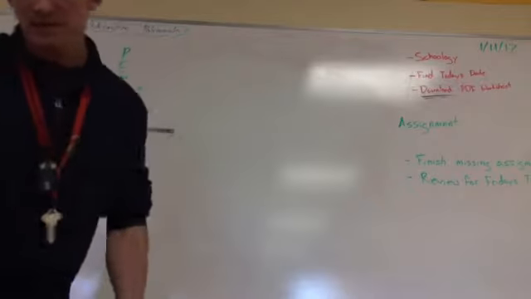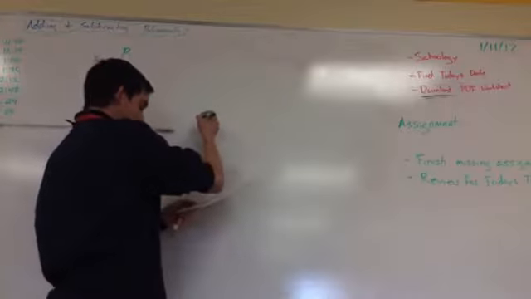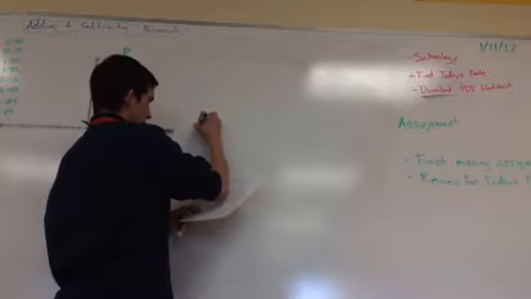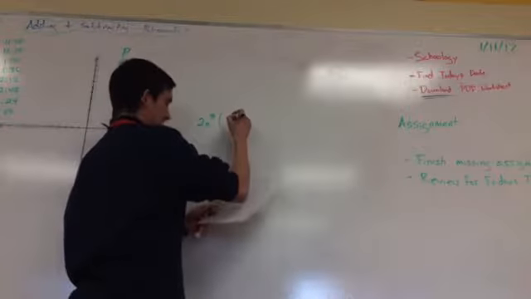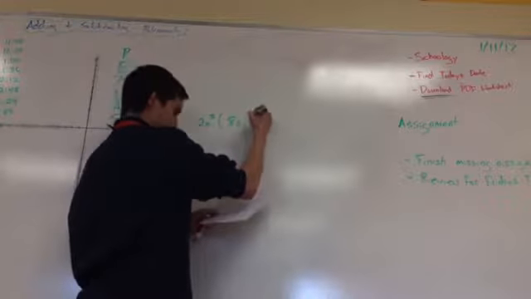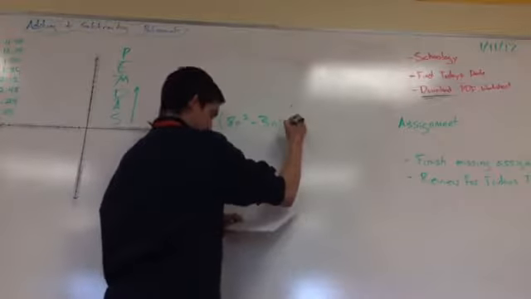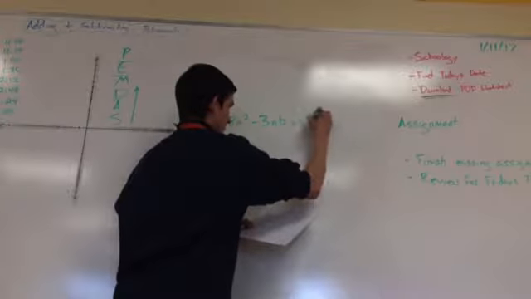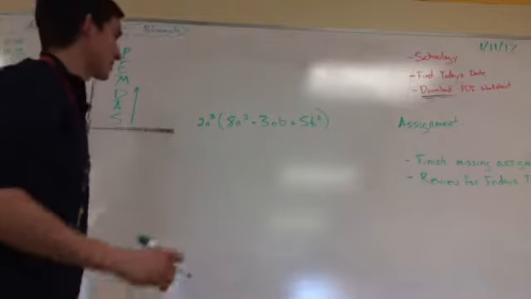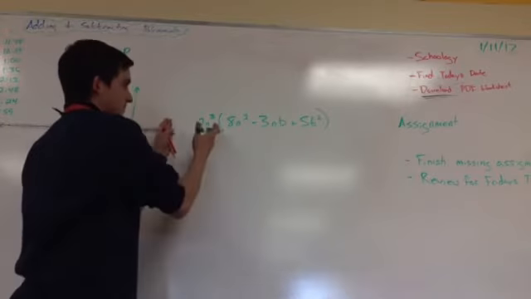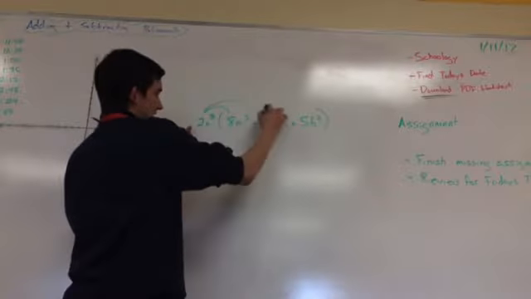All right, next section. Multiplying polynomials. So this one's really easy. I'm going to go ahead and do number 5. Number 5 is 2n cubed times 8n squared minus 3nb plus 5b squared. So when you're multiplying out polynomials, pretty much everything on the outside of a parentheses needs to be distributed into that parentheses.